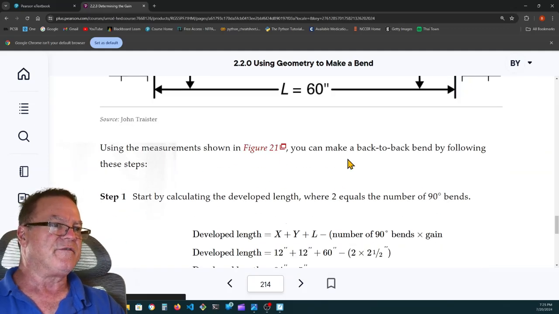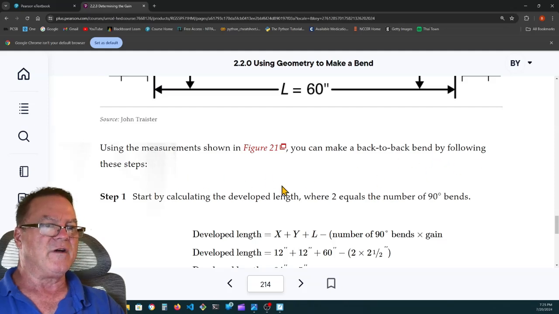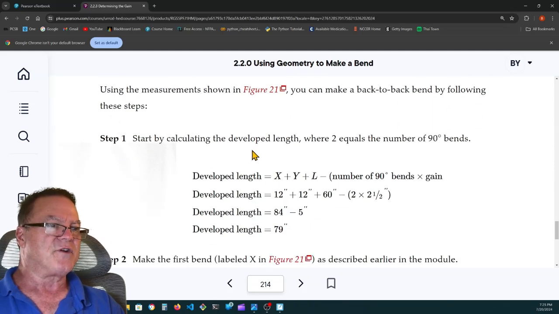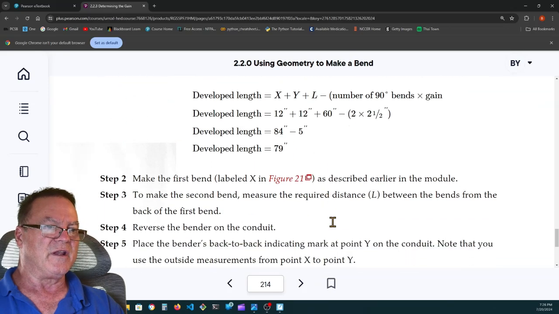Using the measurements shown in figure 21, you can make a back-to-back bend by following these steps. Start by calculating the developed length, where 2 equals the number of 90s. Developed length equals X plus Y plus L minus the number of 90-degree bends times the gain. So we have 12 plus 12 plus 60, and that was 84 inches. And then we subtracted twice the gain, 2.5 inches times 2, which is 5 inches. So we subtracted that from our 84. We've got 79 inches. That's our developed length.